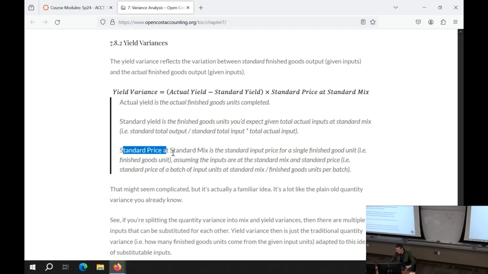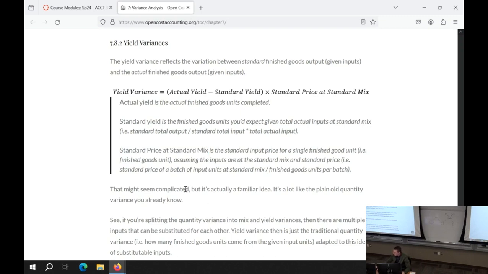That's the standard price at the standard mix. This is why I put it over here. So we're still at a standard mix. Here we're just talking about finished goods yielding at the standard mix. Then we're going to move a little further, from standard mix to actual mix, and then everything else moves forward from there.